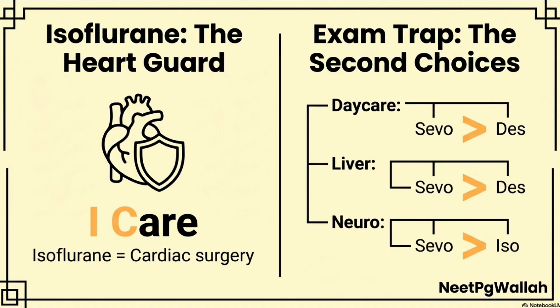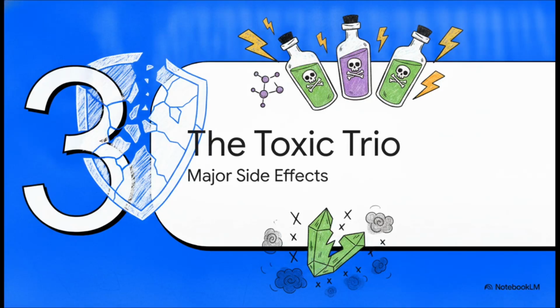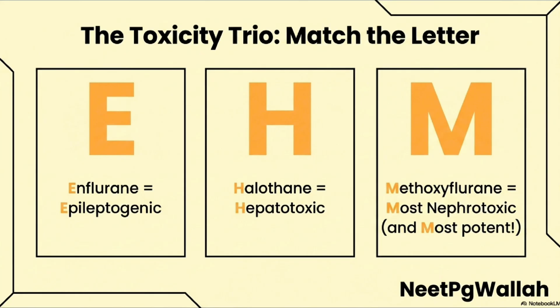But wait, here is exactly where exam writers love to lay a trap for you. You really have to watch out for overlapping second choices. For daycare and liver procedures, both sevoflurane and desflurane are viable options, right? But you need to know that sevoflurane is preferred over desflurane. Similarly, for neurosurgery, sevoflurane is preferred over isoflurane. Knowing the primary persona is great, but knowing this specific hierarchy, that is exactly what separates the average student from the master.